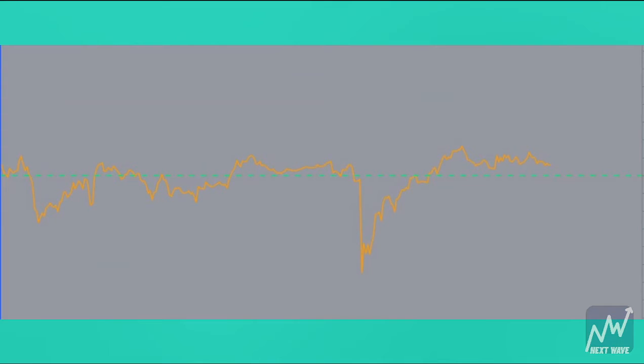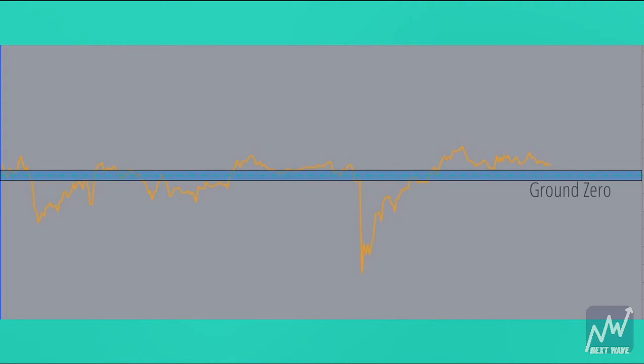The level pro indicator is very simple and very easy to use. This is where the ground zero is at. Whenever the line is above the ground zero, that is bullish confirmations. And whenever the line is below the ground zero, that is bearish confirmations.